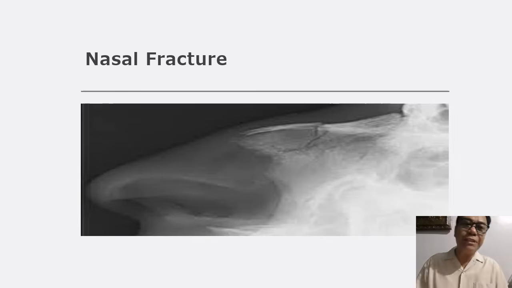So for our signs and symptoms for nasal fracture, usually they could experience epistaxis, okay, or bleeding in the nasal area. Later on, it could lead to hematoma. Okay, so next, there is an obvious facial deformity, just like what I stated a while ago. Most likely your face will be flattened.